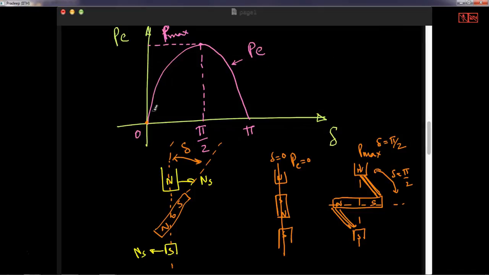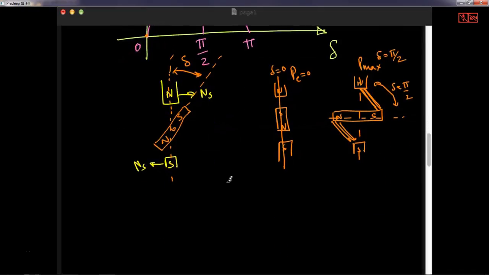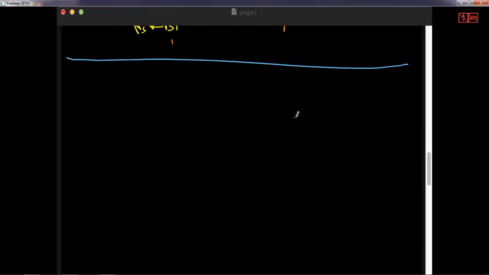First, I hope you understood this diagram. Next, now you come to the concept of operating point.